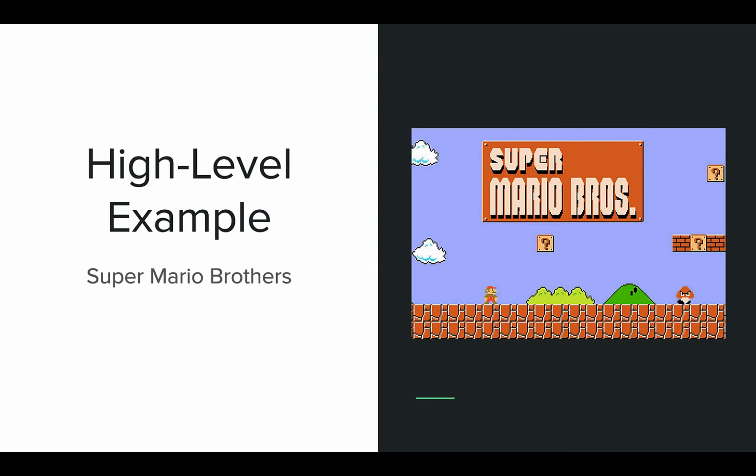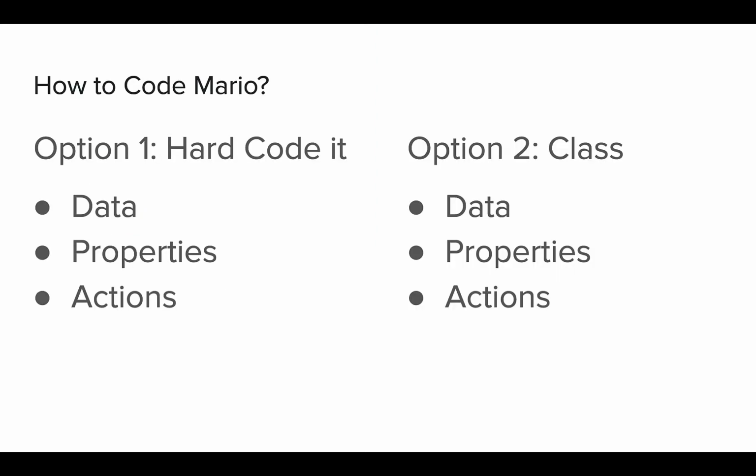So let's give a high-level theoretical example using Super Mario Brothers. It's me, Mario! If I was going to code up Super Mario Brothers, I would have to think about all the different things I would need to code, all the different objects. We're going to focus on Mario first. So how would you code Mario? Well, there's 2 main options. The first option is you can just hard code it. You can hard code in exactly what Mario is going to do.